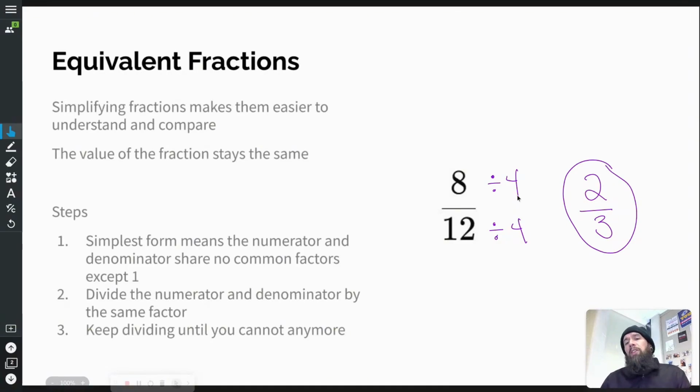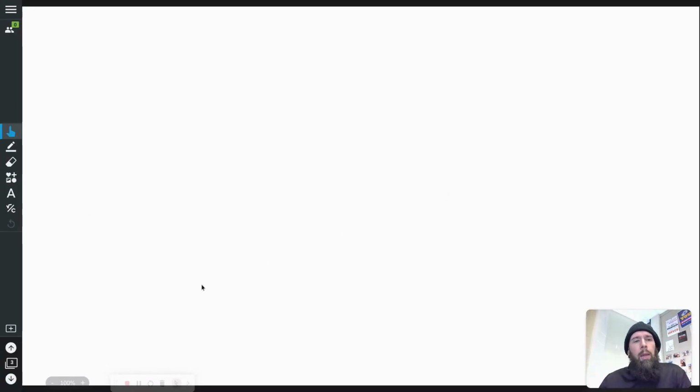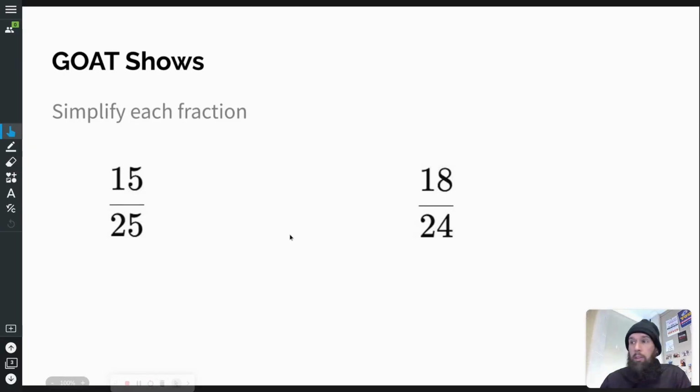Now, if you do divide them both by a number, and you realize, oh, I can keep on going, then you just keep dividing until you can't divide anymore. I can't divide anymore. I can't divide 2 and 3 by anything but 1. I can't divide them both by 2. I can't divide them both by 3. I'm done. Okay, so I'm going to do a bunch, and this is all we're doing.